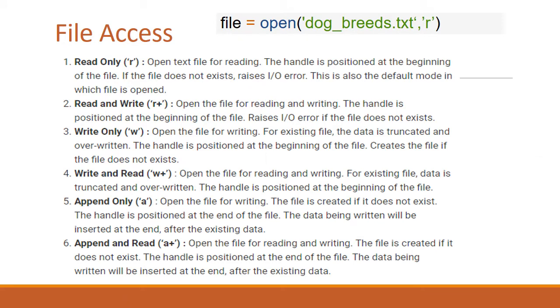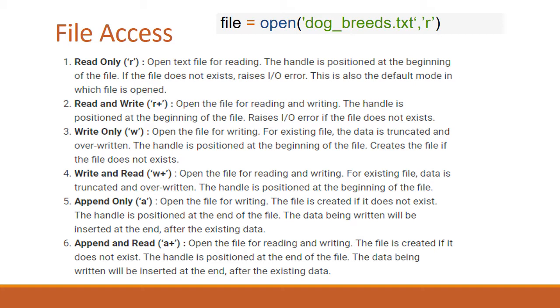Here we present a more complete description of the variety of file access modes that are available to us in Python. Notice that r+ will open the file for reading and writing, and the handle, or file pointer, is positioned at the beginning of the file, and an IOError is raised if the file doesn't exist.